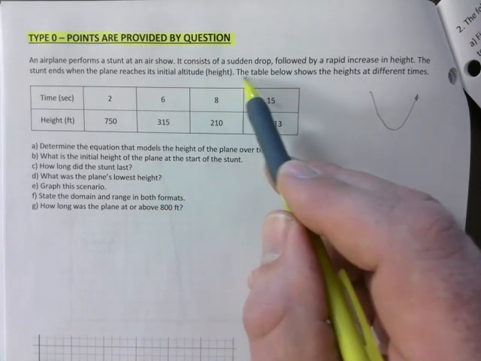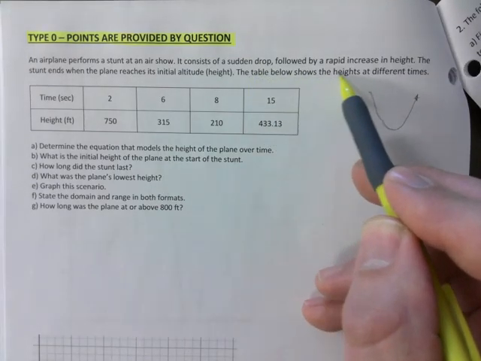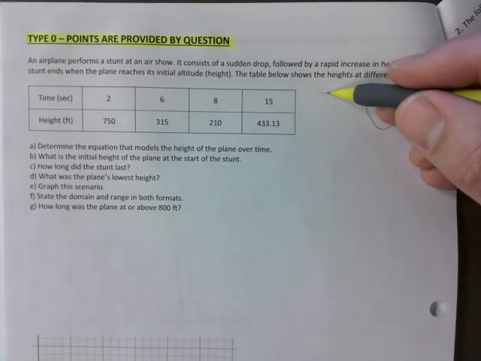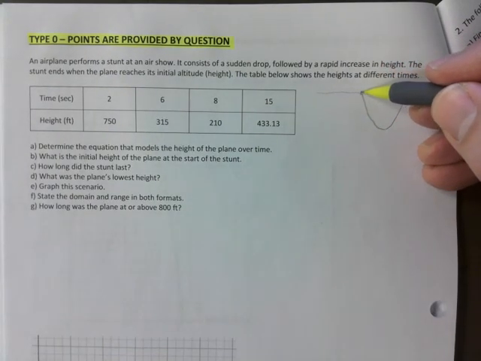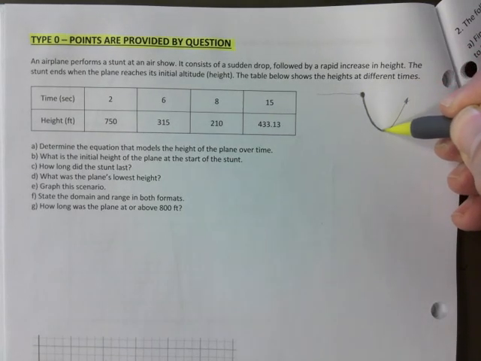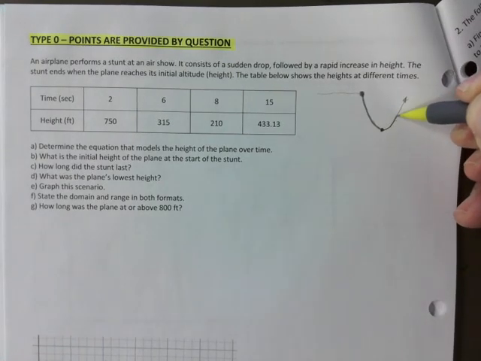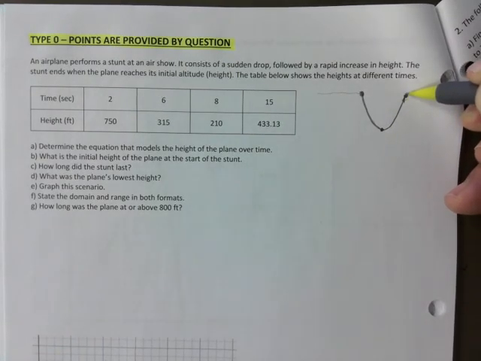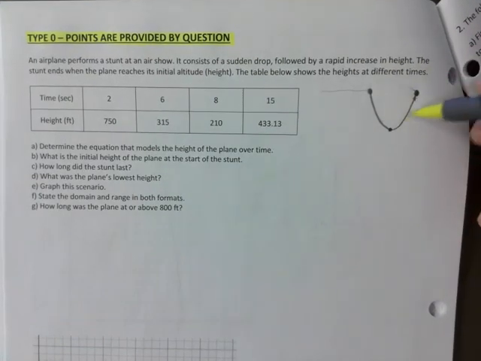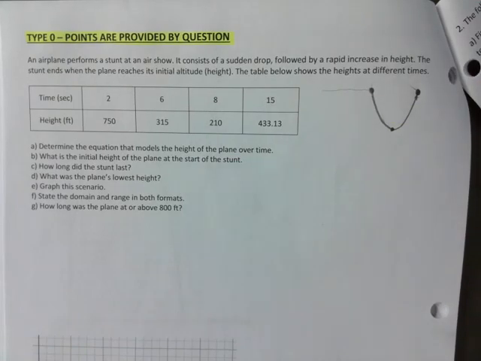The stunt ends when the plane reaches its initial altitude. Altitude is the same thing as height. The table below shows the heights at different times. So you imagine the plane is flying, right? But for us, it starts here. When the descent happens, you reach that lowest point, and the stunt stops when you're back at the same height as when you started. So you can imagine this scenario, okay?